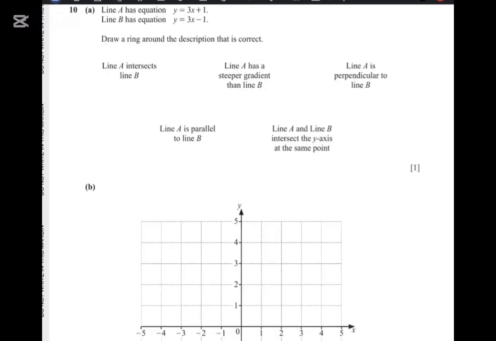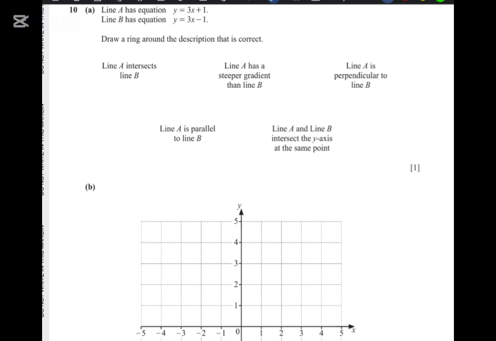Question number 10. Line A has equation y is equal to 3x plus 1. Line B has equation y is equal to 3x minus 1. Draw a ring around the description that is correct. Now let us read all the descriptions. Line A intersects line B. Whenever a line intersects another line, you won't have the same gradient, but here the coefficient of x is equal. So when the coefficient of x is equal, the lines are parallel.